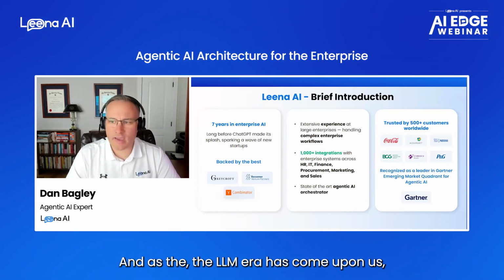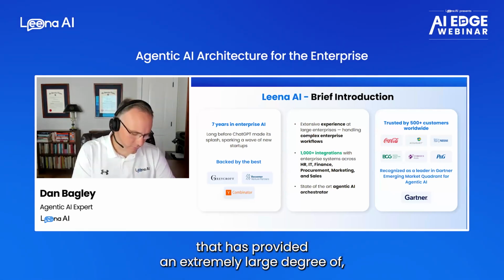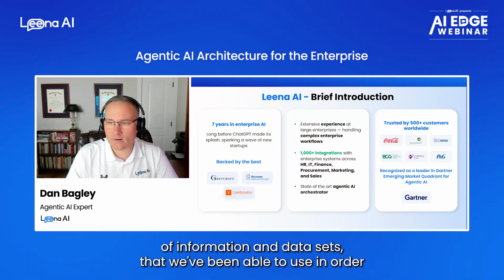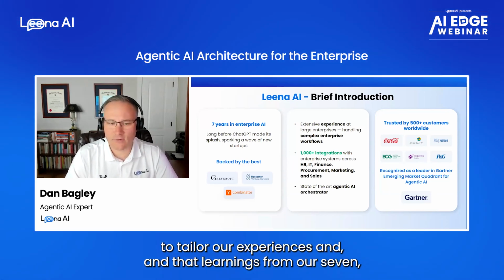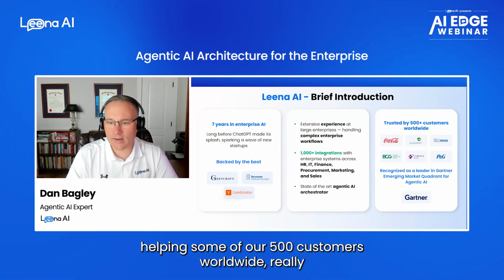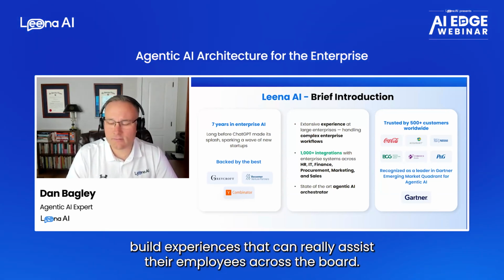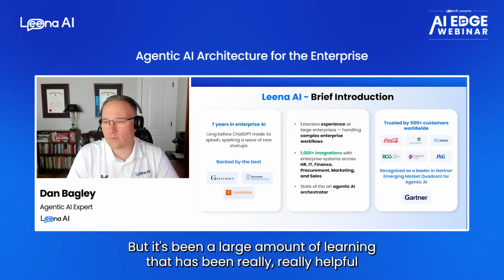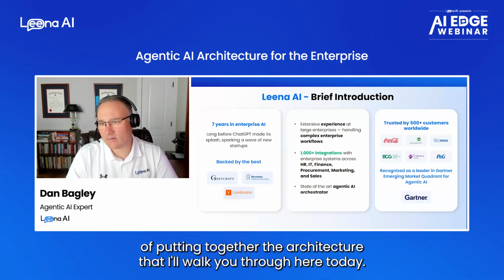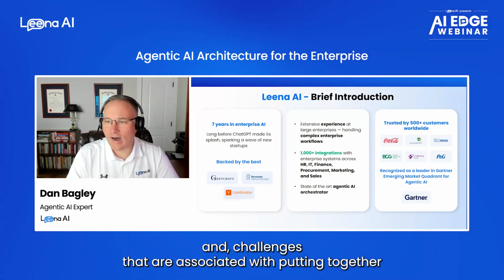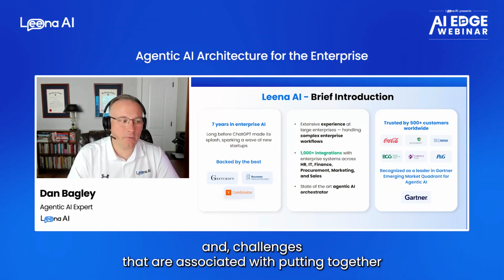And as the LLM era has come upon us, that has provided an extremely large degree of information and data sets that we've been able to use in order to tailor our experiences. The learnings from our 7-8 years in business have been invaluable towards helping some of our 500 customers worldwide really build experiences that can assist their employees across the board. That has been a journey for us, but it's been a large amount of learning that has been really helpful in terms of putting together the architecture that I'll walk you through here today. And as you can see, there is complexity and challenges associated with putting together an architecture like that.